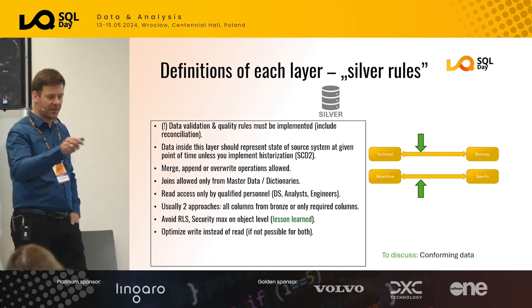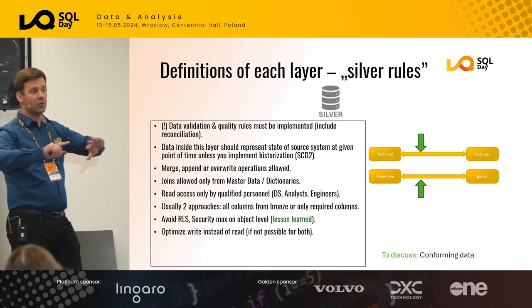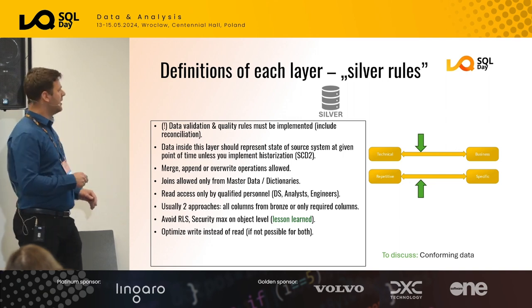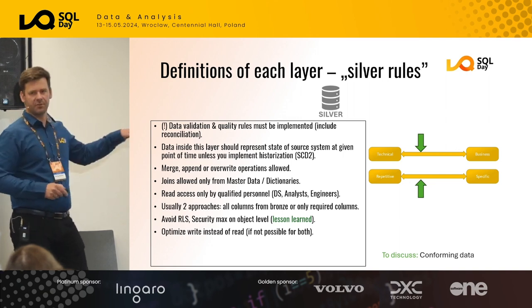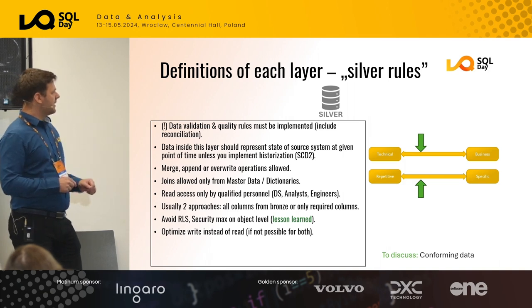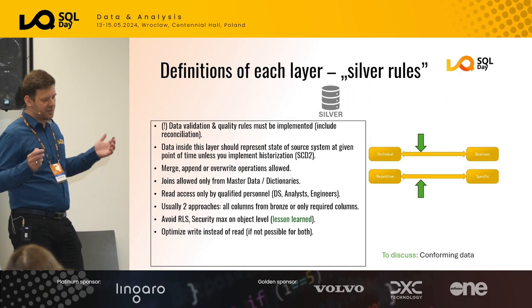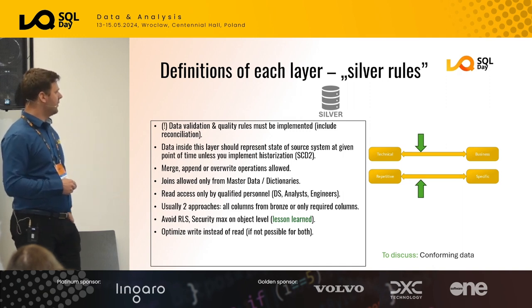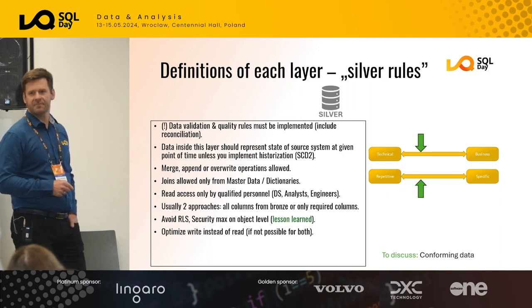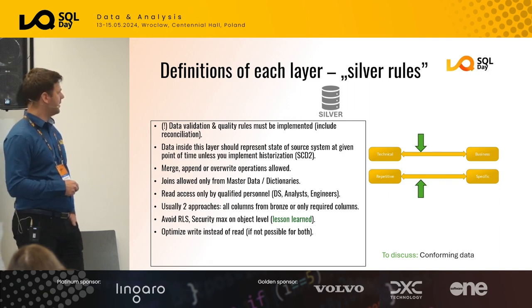At a certain point of time, you can have one-to-one data in this layer if you don't implement historization in this layer. So implement validation and quality rules. And without it, you don't have a silver, in my opinion. If you have garbage data in the silver, it's not a silver. So those operations are allowed: merge, append, override. Full load, merge, so deduplicate data, or append.